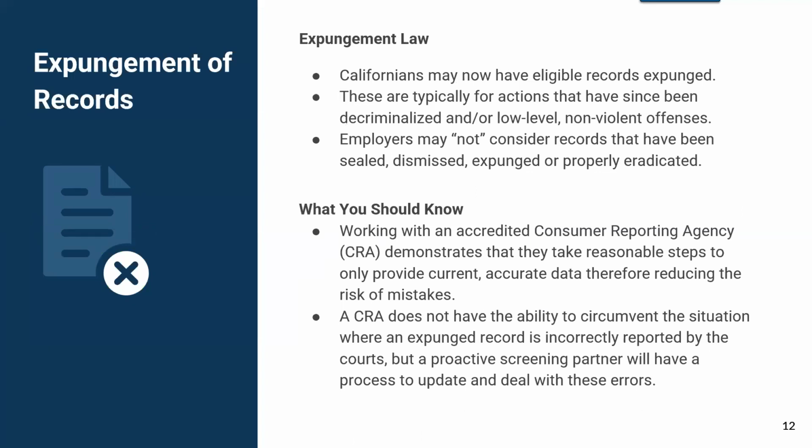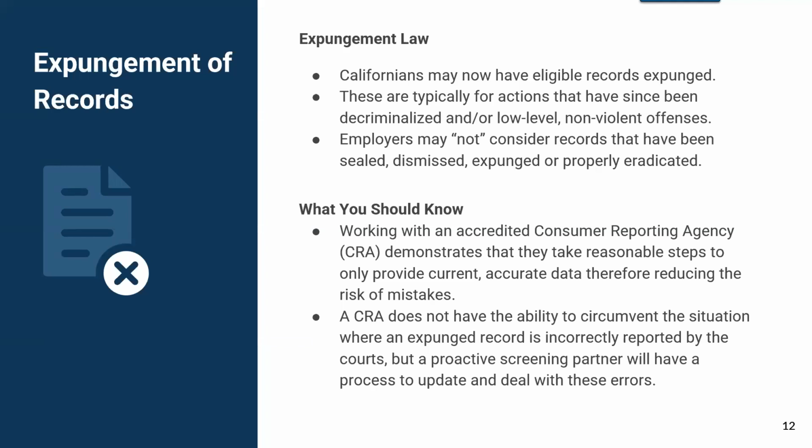Expungements of records. Californians may now have eligible records expunged. These are typically for actions that have since been decriminalized and are low-level nonviolent offenses. Employers may not consider records that have been sealed, dismissed, expunged, or properly eradicated. So working with an accredited consumer agency demonstrates that they're going to take reasonable steps to only provide current, accurate data, therefore reducing the risks of these mistakes.